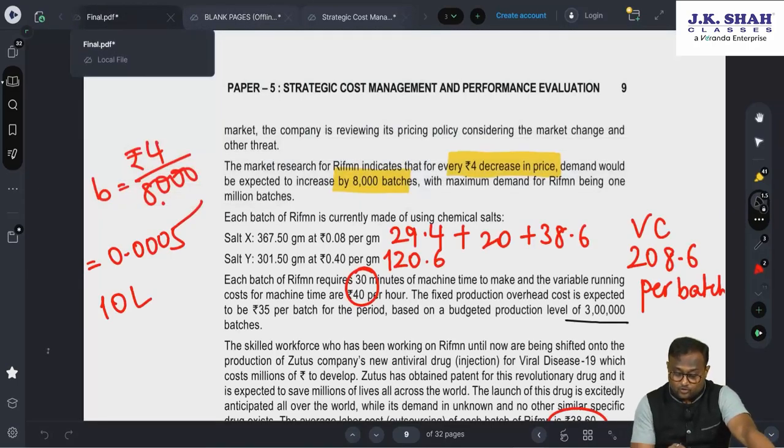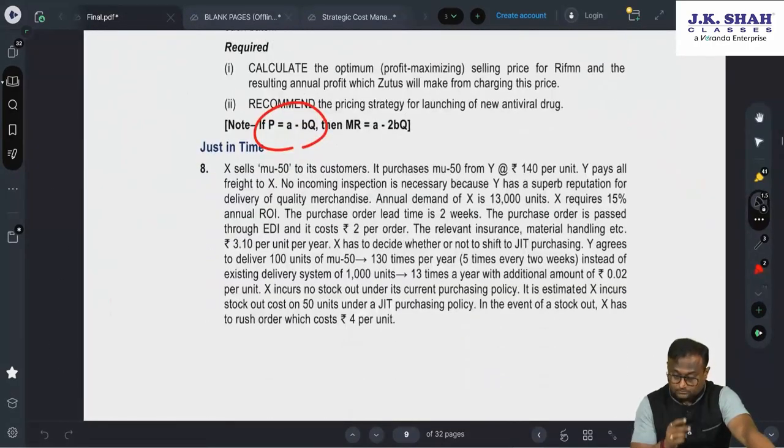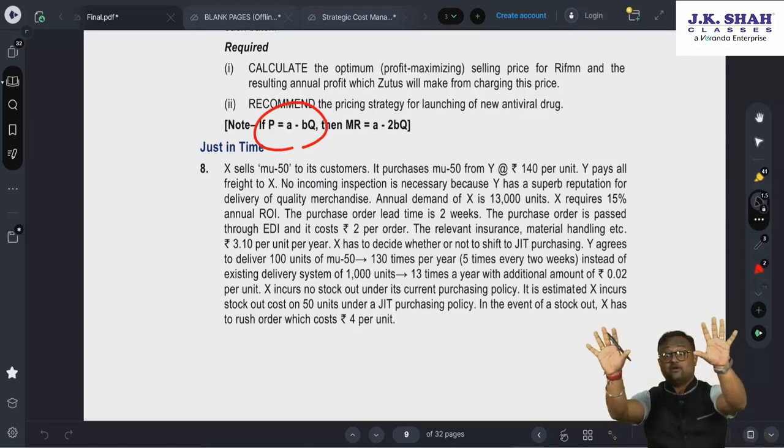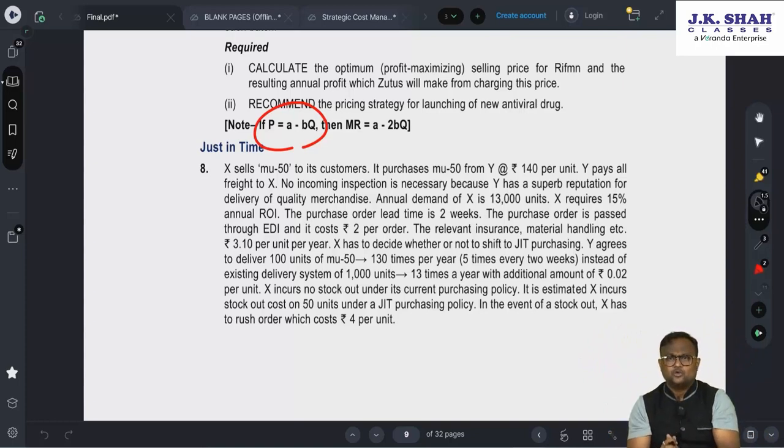Now, what have they asked for apart from this? Recommend pricing strategy for launching of new antiviral drug. If you're launching a new drug, same chart which we have discussed in the beginning of the chapter, if it is a new drug, not having much variation, not having much additional point, not having much new characteristic as such, then go for penetration pricing. If you think that it is going to be a market changing experience, if you think that it has some special unique feature, then you may also go for skimming pricing.